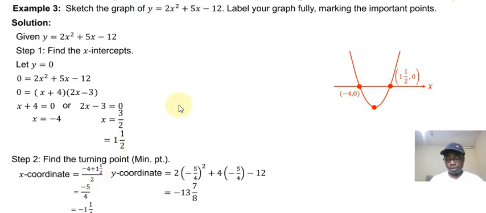So you show that on your sketch. Let's show it on the sketch. Minus 1/4, minus 13 and 7/8.